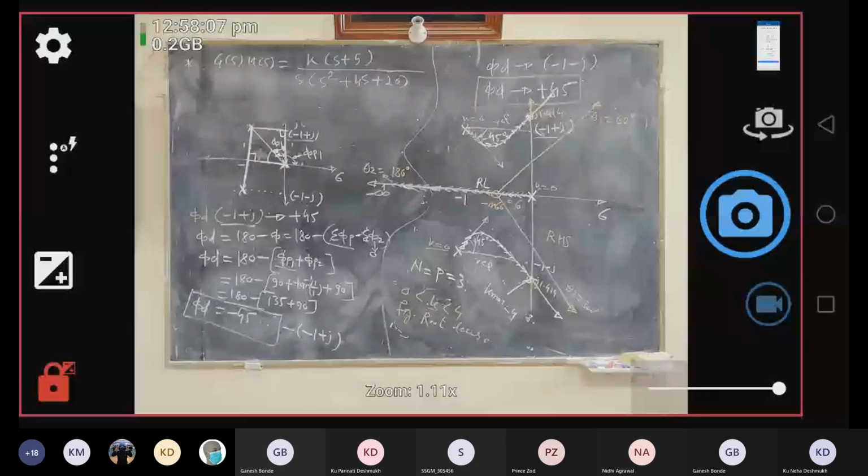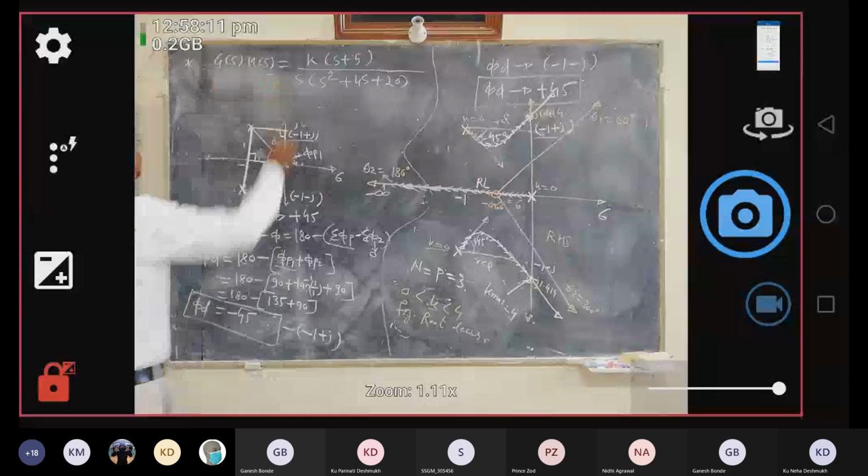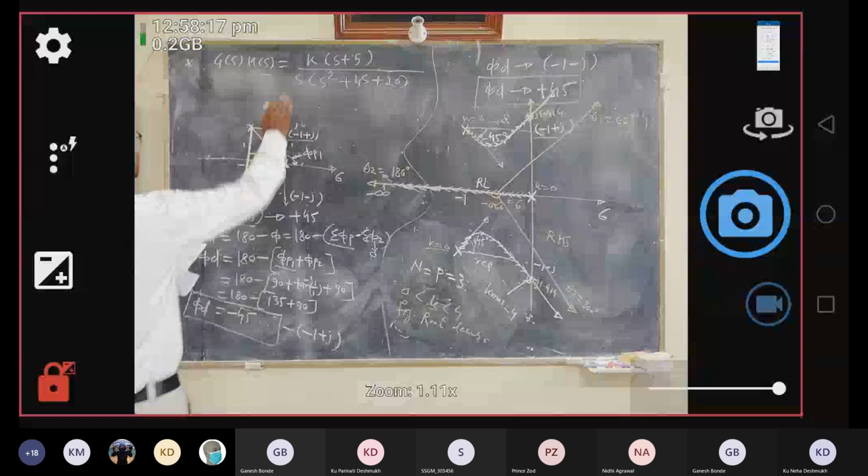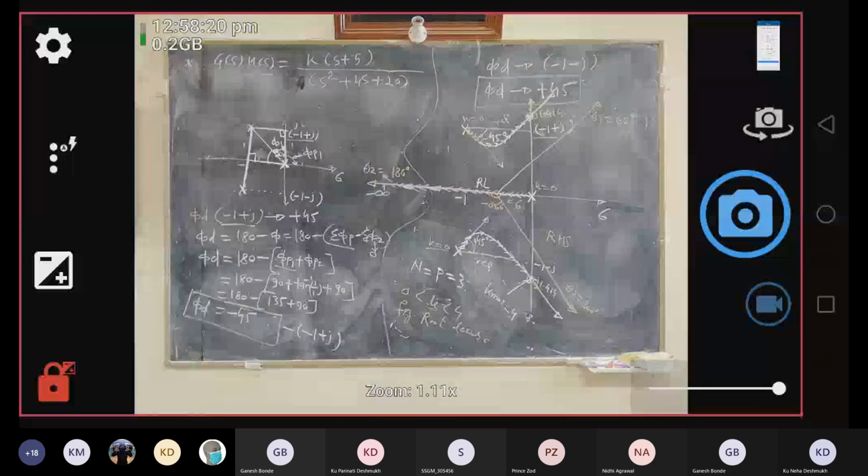So let's sketch the root locus for the given system. The open loop transfer function G(s)H(s) is K into (s plus 5) upon (s square plus 4s plus 20).